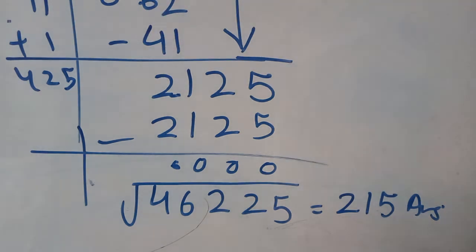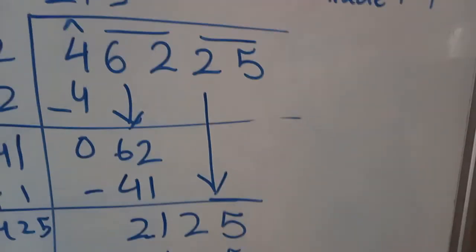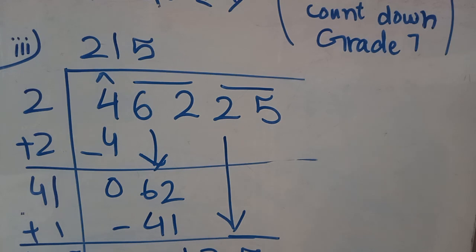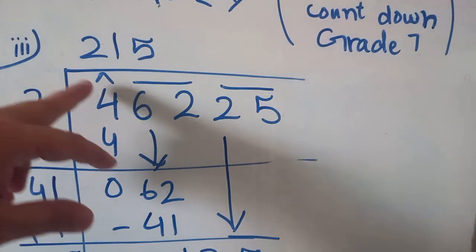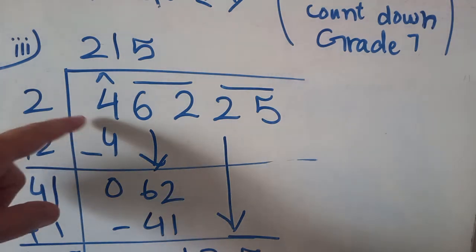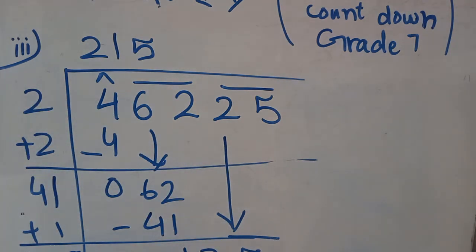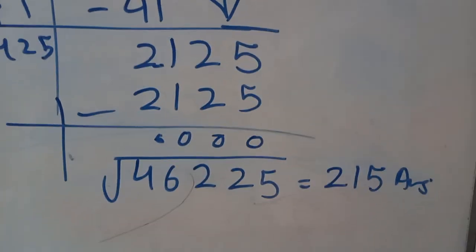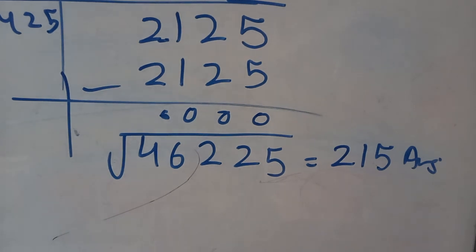Question number 3 is part 3. So this is very simple, and if the values are bigger, what we have to do is use our same pairing method. And if the number is alone, we take the number, and when we multiply, we always take the smaller number, not a bigger number. So we get the square root of 46,225 is 215.